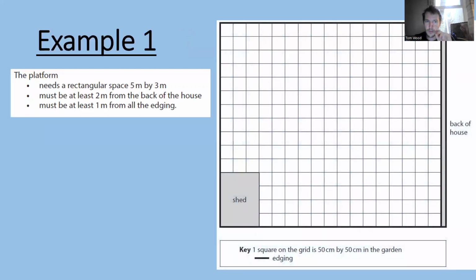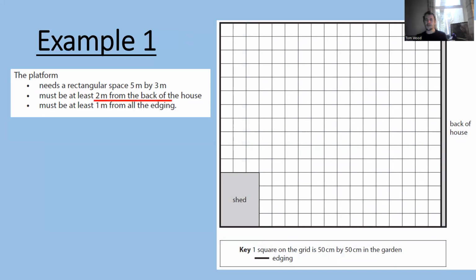So this is the diagram that we get given. And again, you can see down there is a key for this. What the key says is that 1 square on the grid is a 50 by 50 centimeter square. And the black border around the edge is the edging.